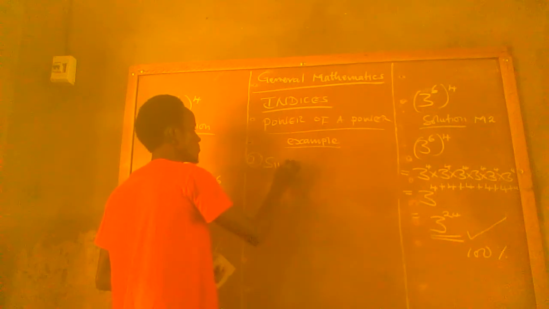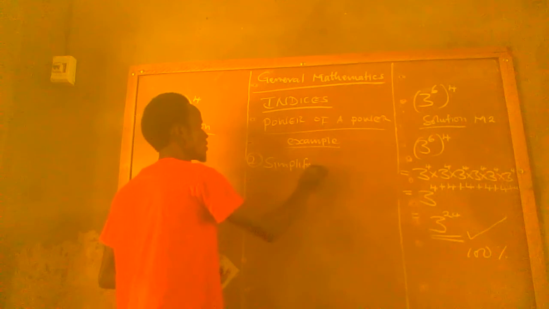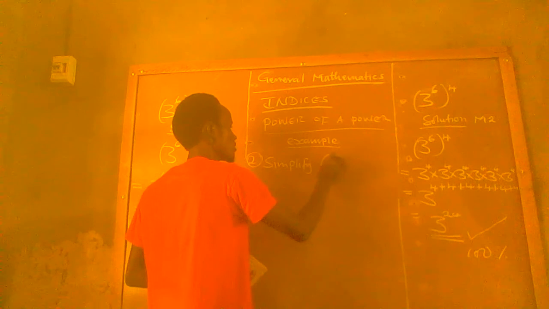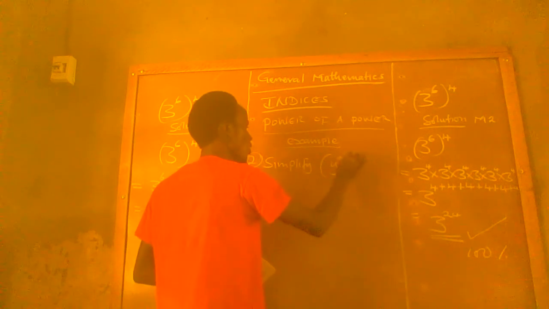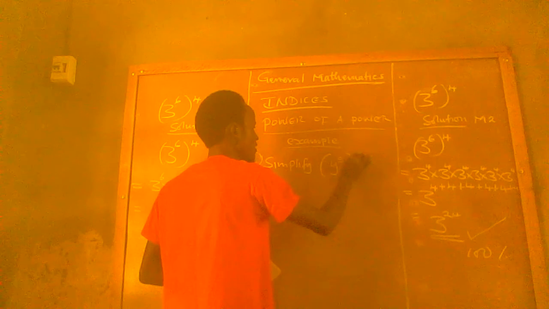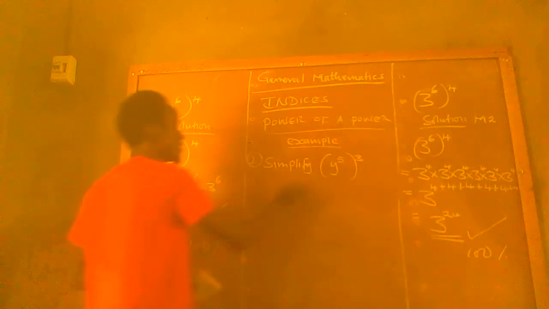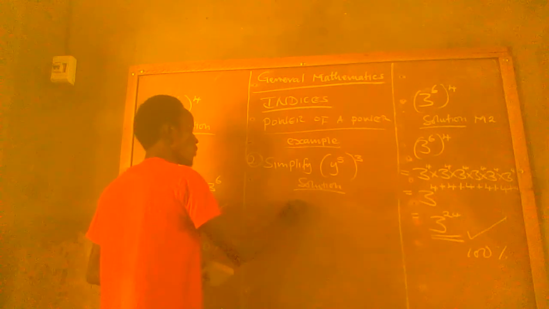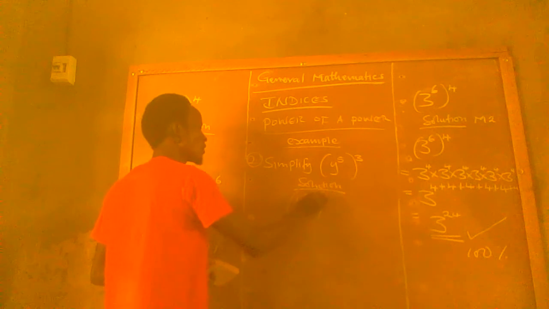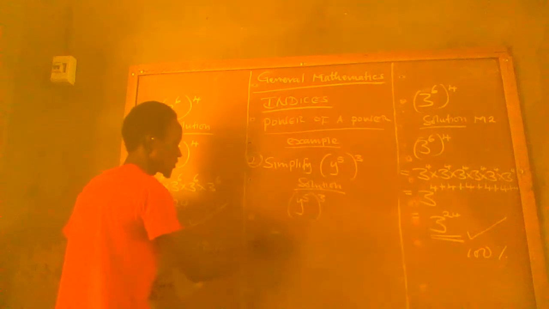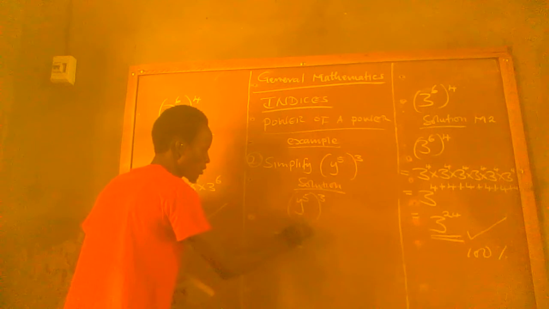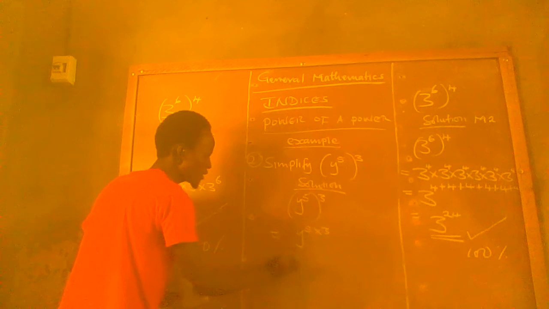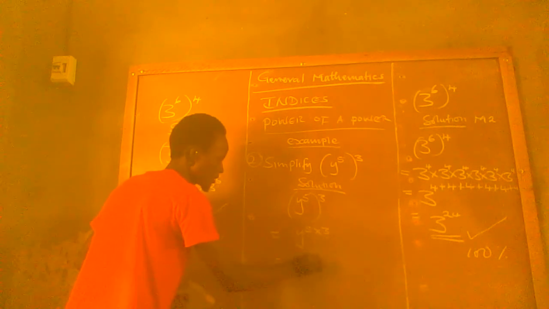Simplify (y raised to the power 5) all raised to the power 3. Let's see. Solution. y raised to the power 5 or raised to the power 3, the same concept. We now say y raised to the power 5 multiplied by 3. This is now equal to y raised to the power 3 times 5 is 15.